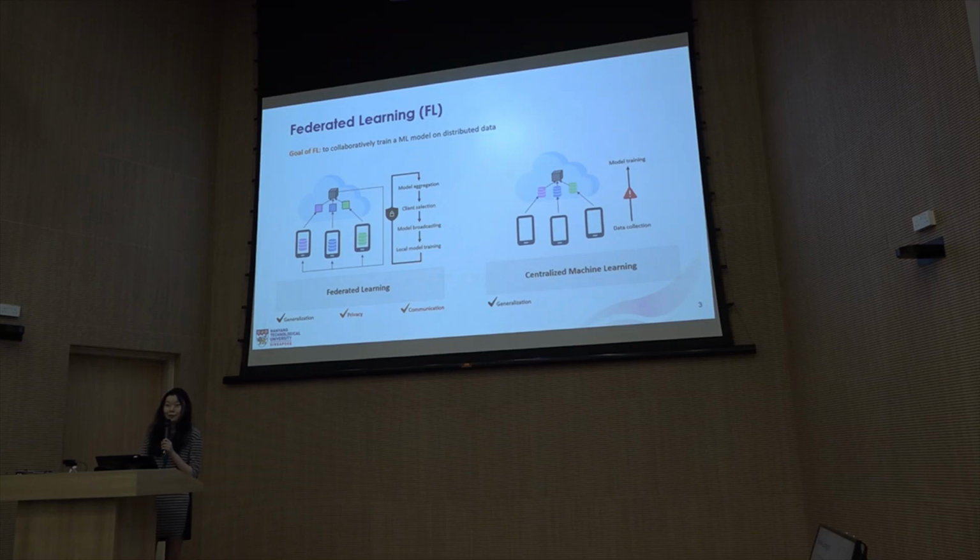So first, a bit of recap on federated learning. The goal of FL is to collaboratively train a machine learning model on distributed data. So in the traditional centralized machine learning setting, the raw data are aggregated and sent to the server. But in FL, the data reside locally at the client side, and they are not transferred to the server. But what's transferred are model parameters that are a fraction in size as compared to the raw data. And so this makes federated learning privacy preserving and also communication efficient.